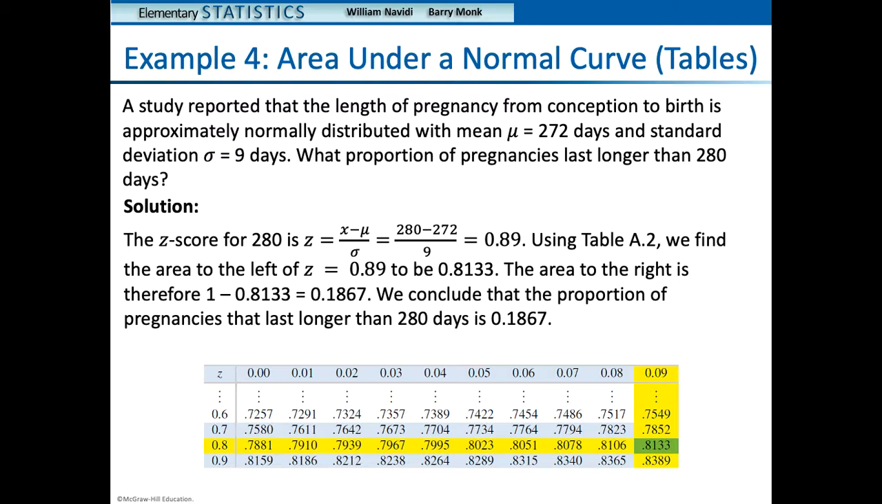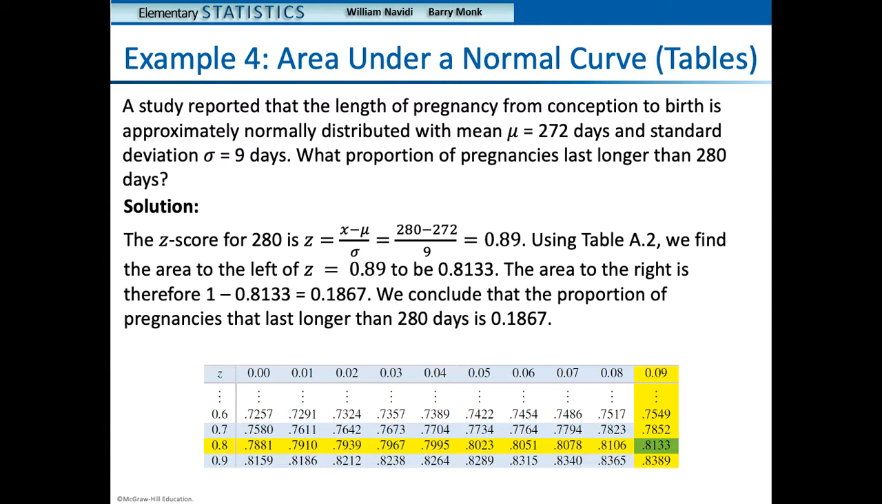Again, if you have a piece of paper handy, I would suggest go ahead and just do a quick sketch of a normal distribution. Put 272 right under the middle, and then indicate where 280 would sit, which is a little bit to the right of the middle. And this time, because it says longer, the area that we're trying to find will be the area to the right of 280. So you might shade that area.